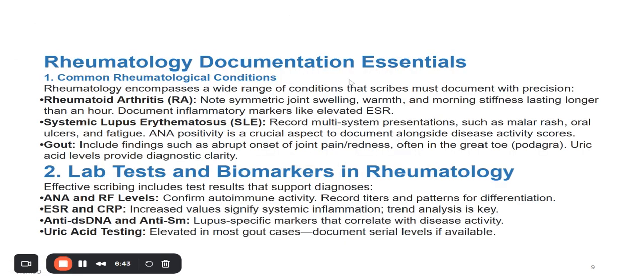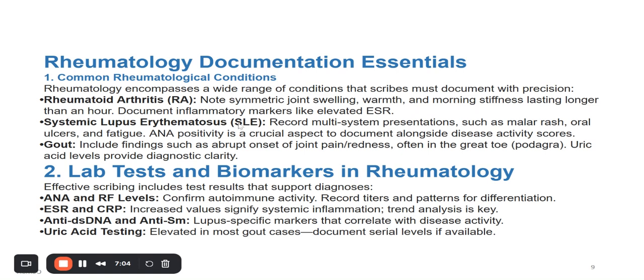Rheumatology documentation essentials. Common rheumatological conditions. Rheumatology encompasses a wide range of conditions that scribes must document with precision. RA, rheumatoid arthritis: note symmetric joint swelling, warmth, and morning stiffness lasting longer than an hour. Document inflammatory markers like elevated ESR.